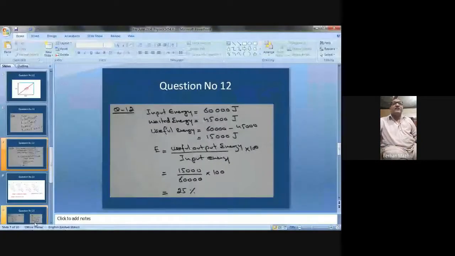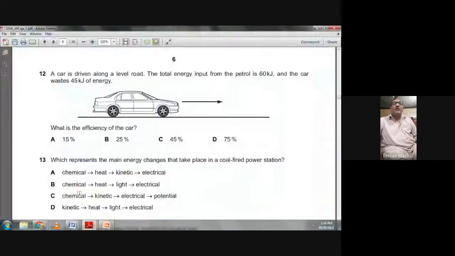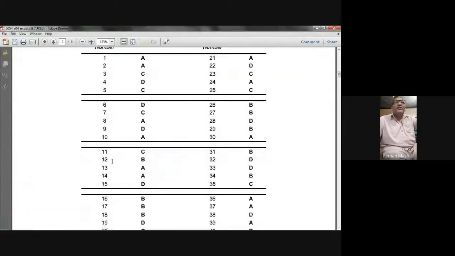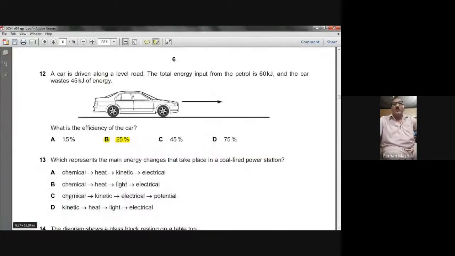So let's check. Do we have this in options? The efficiency is 25%. So I think question number 12, B is the answer. So let's check. Question number 12, B is the answer. So our answer is right. Do you understand this numerical? Yes, sir. Okay.